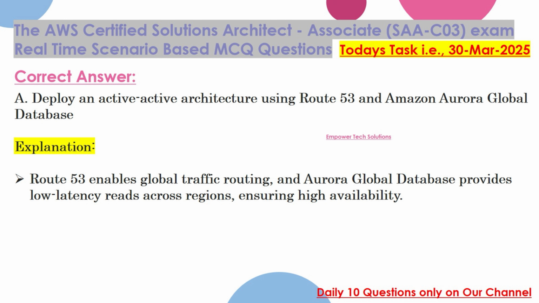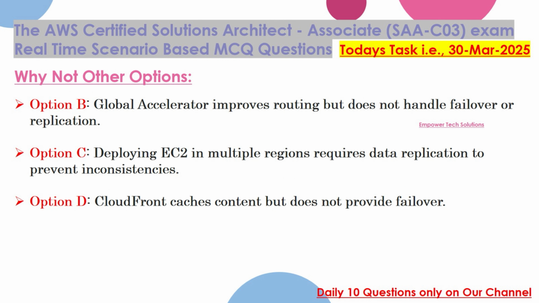Correct answer: A. Deploy an active-active architecture using Route 53 and Amazon Aurora Global Database. Explanation: Route 53 enables global traffic routing, and Aurora Global Database provides low-latency reads across regions, ensuring high availability. Why not other options?